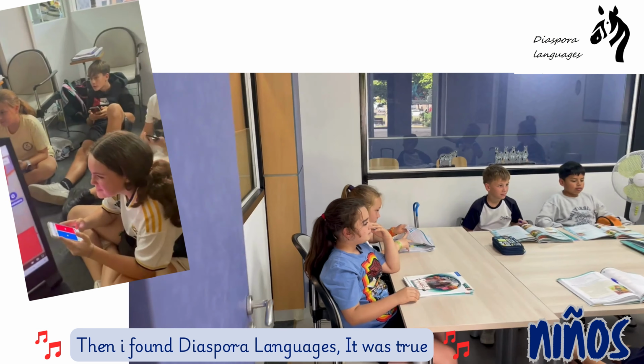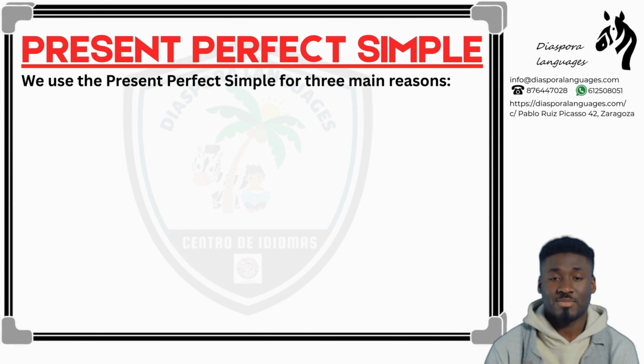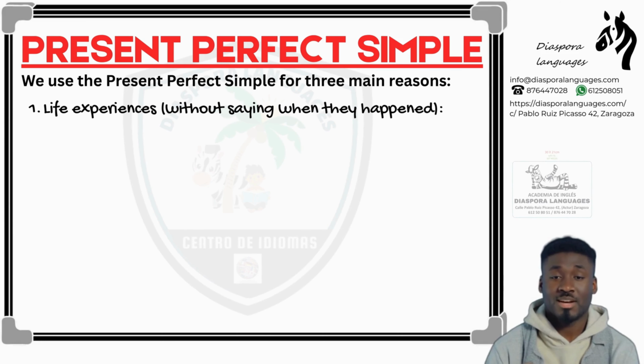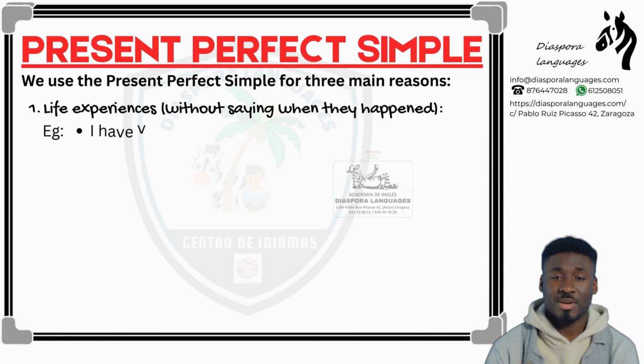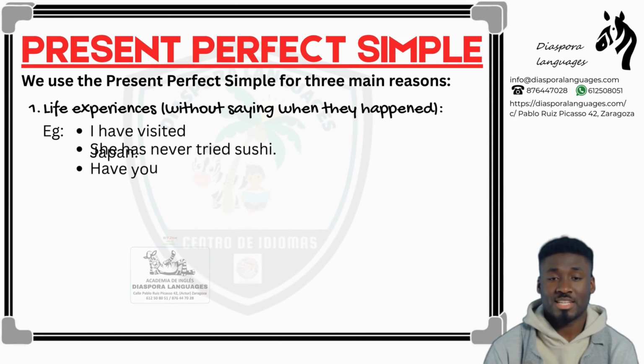Now that we know how to form the present perfect simple, let's look at when to use it. We use the present perfect simple for 3 main reasons. 1. Life experiences, without saying when they happened. For example, I have visited Japan. She has never tried sushi. Have you ever been to London?